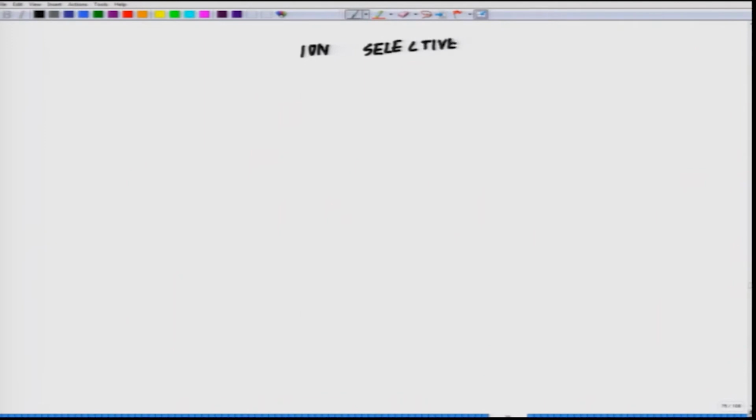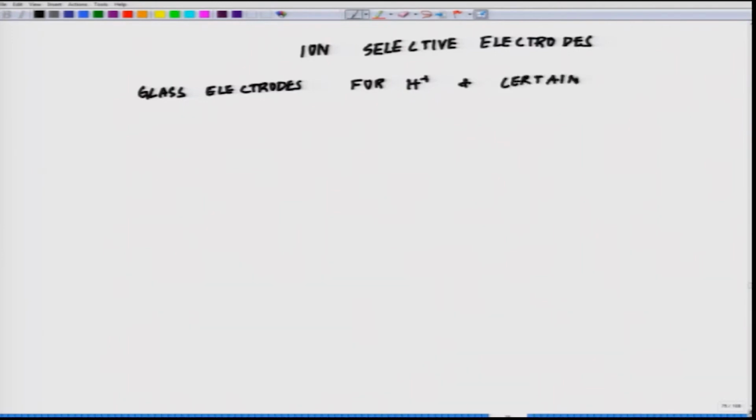Ion selective electrodes are of these different types. Say for example, one of them is the glass electrodes, which are used for H plus and certain monovalent cations, that is essentially the pH, and certain monovalent cations.